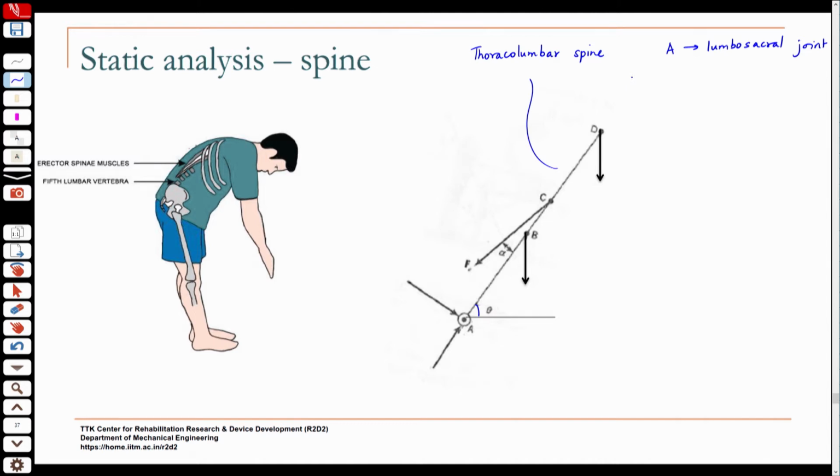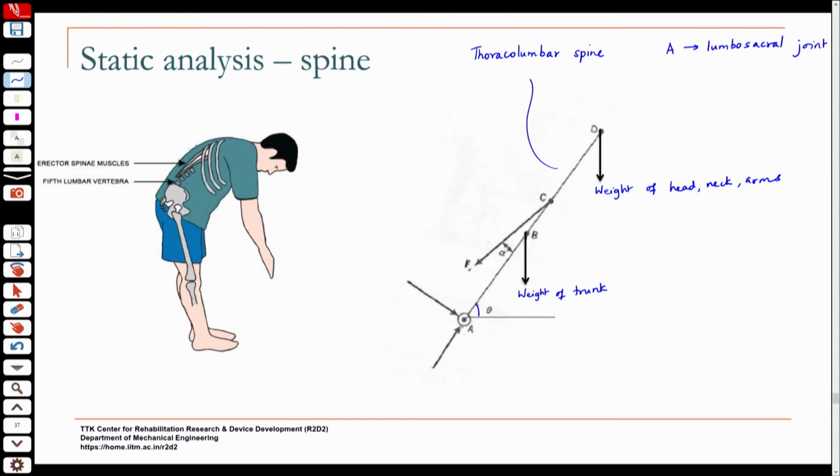So, let us say that this is equal to the weight of, let me call it head, neck, arms, acting through the end point of that spine. So, that is the weight of the head, neck and arms. This is the weight of the trunk itself, the portion that we are considering, the thoracolumbar spine with all its parts. So, this is the weight of the trunk that we are considering, and it is acting, let us say, through the center of the thoracolumbar spine.